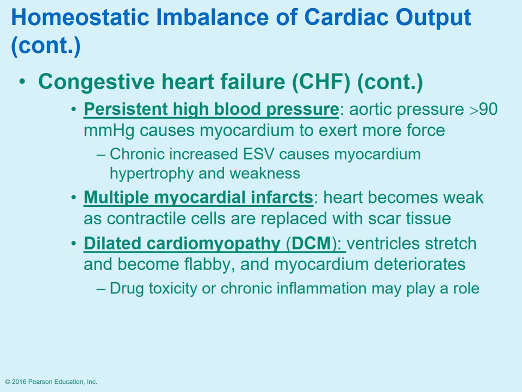Persistent high blood pressure is where the heart is basically having to exert more force. It's working harder than it should. Over time, if it's sustained very high, the myocardium, the cardiac muscle, starts to get weaker. With multiple myocardial infarcts, the heart becomes weak because the contractile cells that have become damaged, essentially from a heart attack, are being replaced with scar tissue, not with contractile cells. And so overall, the heart is going to become weaker.